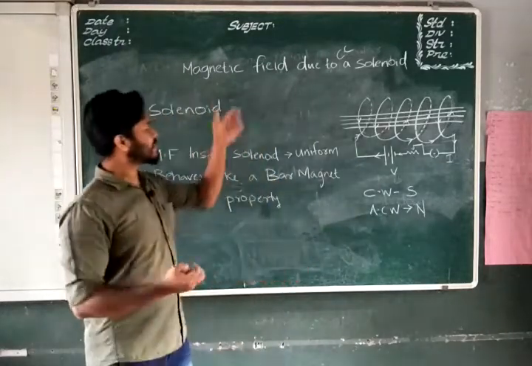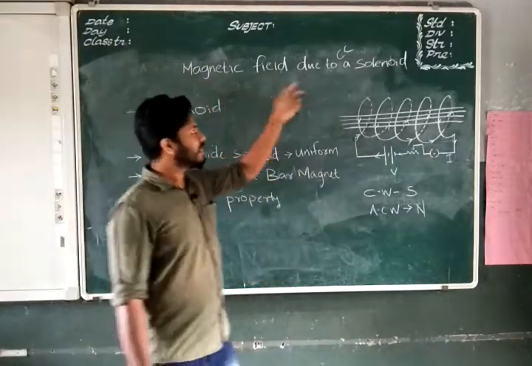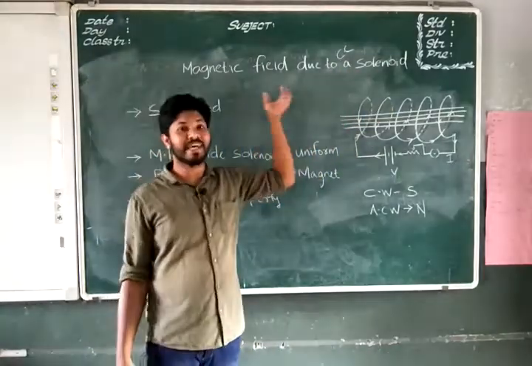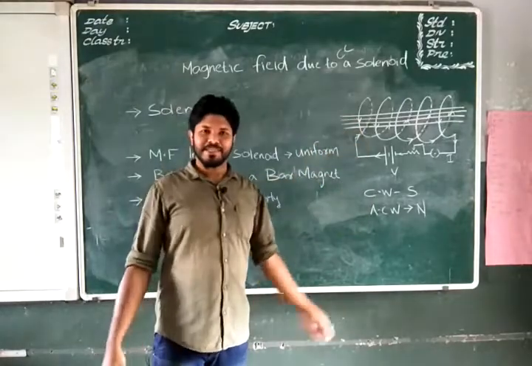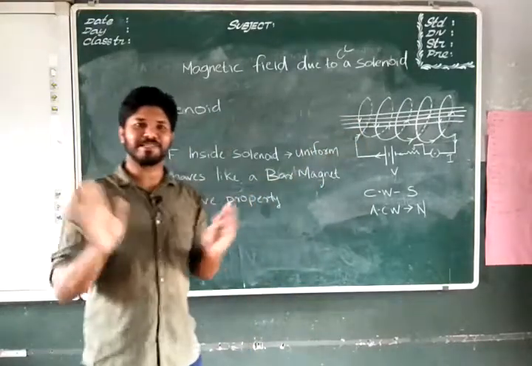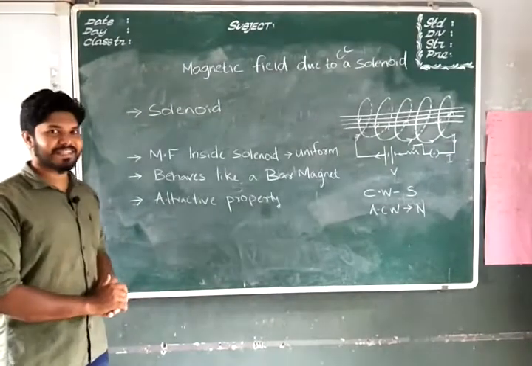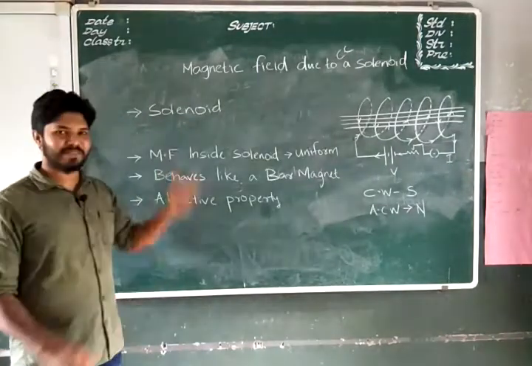Today we are going to discuss the magnetic field due to a current carrying solenoid. It's not due to a solenoid, it's due to a current carrying solenoid. So what is a solenoid? Maybe you are hearing this for the first time. So let us discuss what a solenoid is.